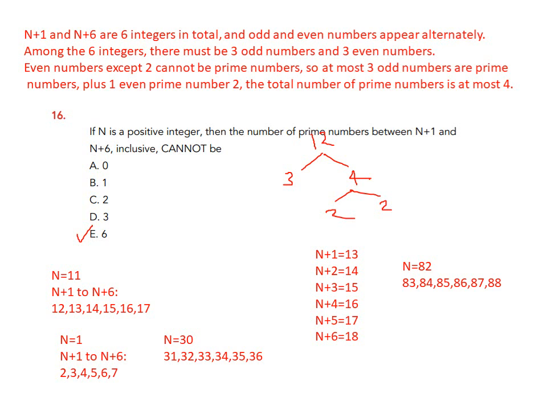The total number of prime numbers at most can be 4. So it cannot exceed 4. So our answer will be option E, that is 6.